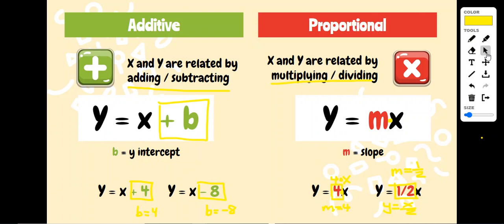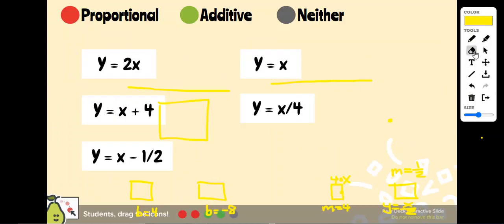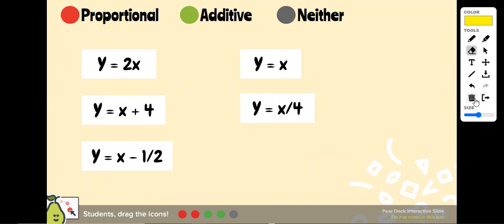Try the following examples on your own and pause the video. And in a moment, unpause and we'll review.